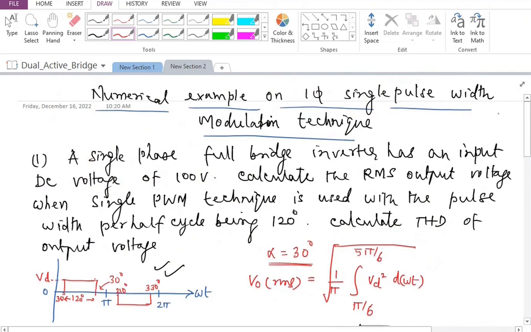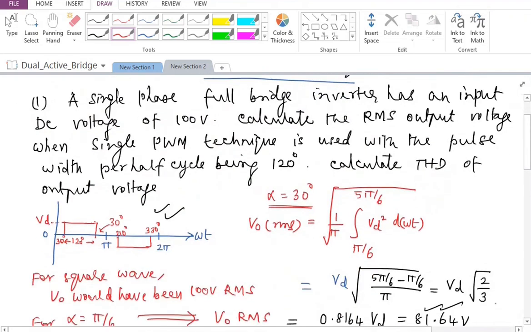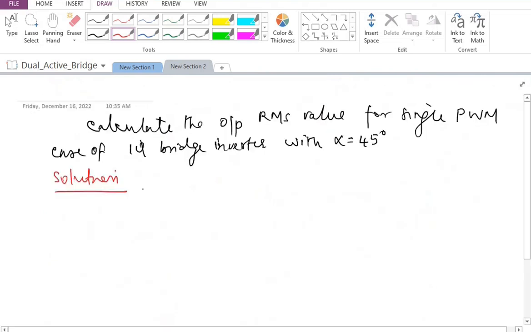We said that this was Vd multiplied by square root of pi minus 2 alpha divided by pi. This is what we had derived earlier. If alpha is a particular value, we have to substitute that here. So correspondingly here, alpha is pi by 4. So V naught RMS is going to be VDC multiplied by square root of pi minus 2 alpha divided by pi.